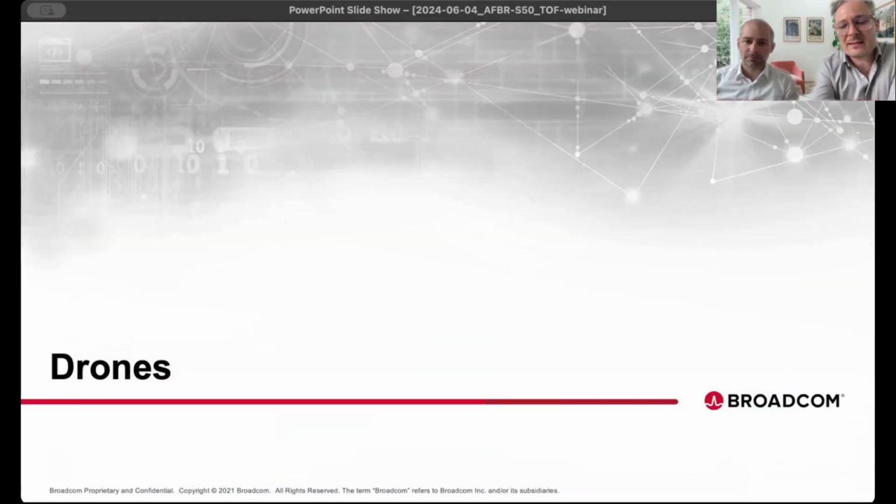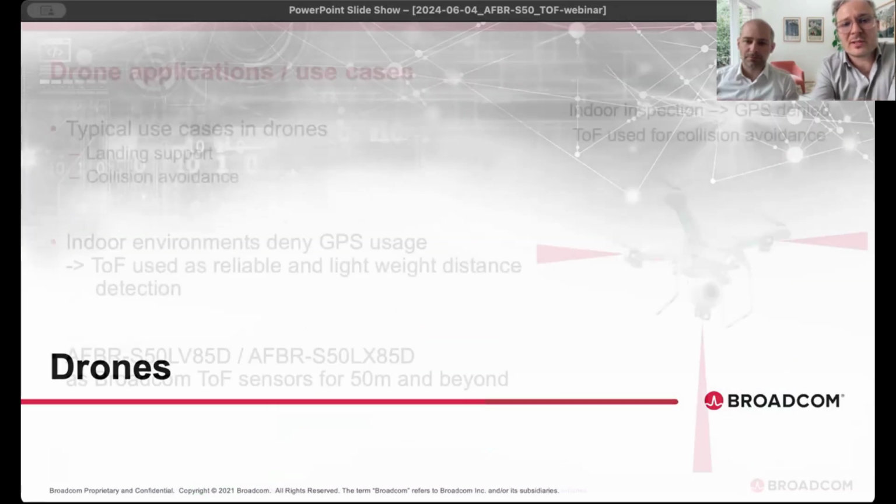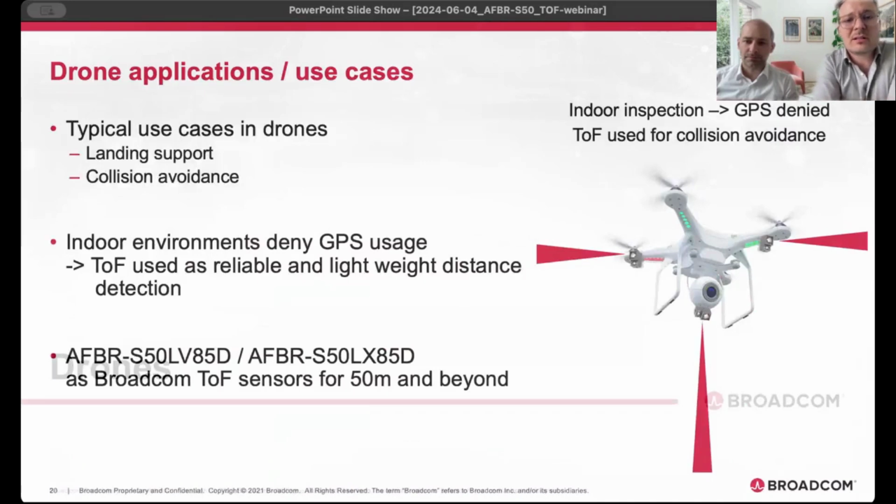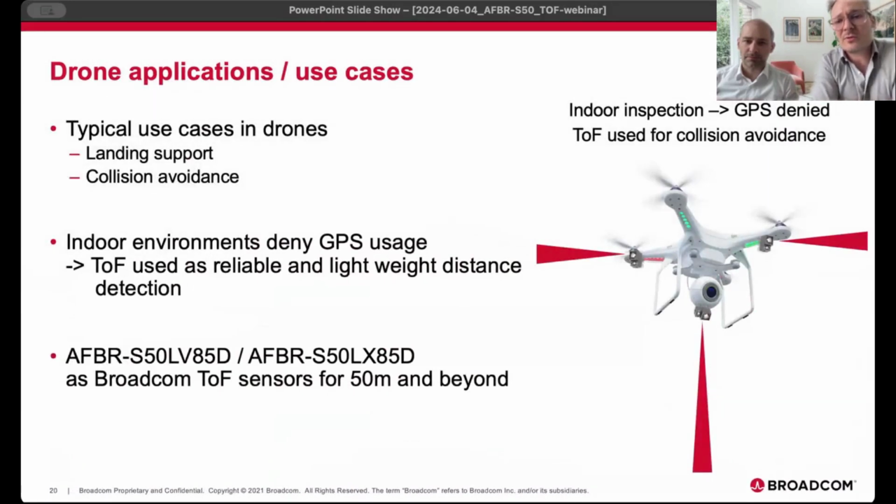So now let's get into the application field of drones. What are the typical use cases in drones for these types of sensors? They are used for landing support, or again, as a collision avoidance system.